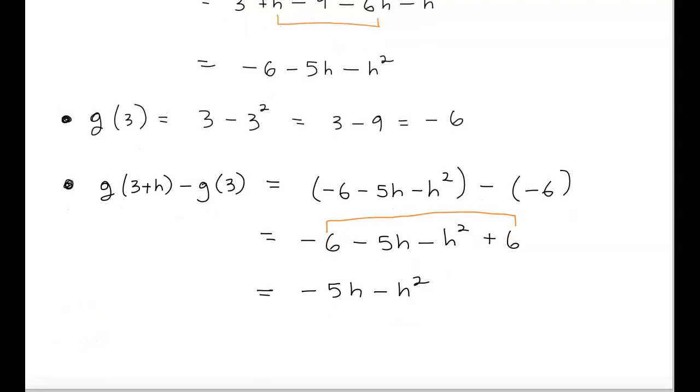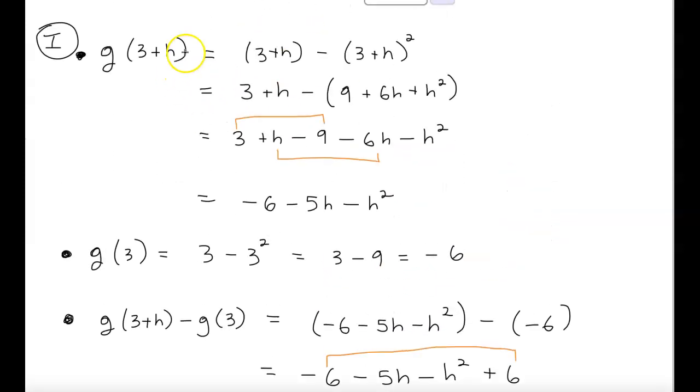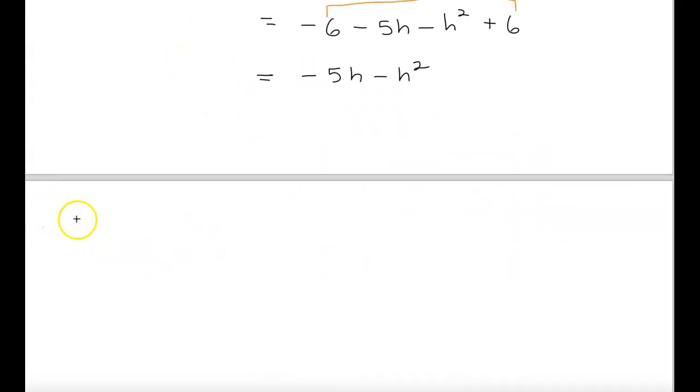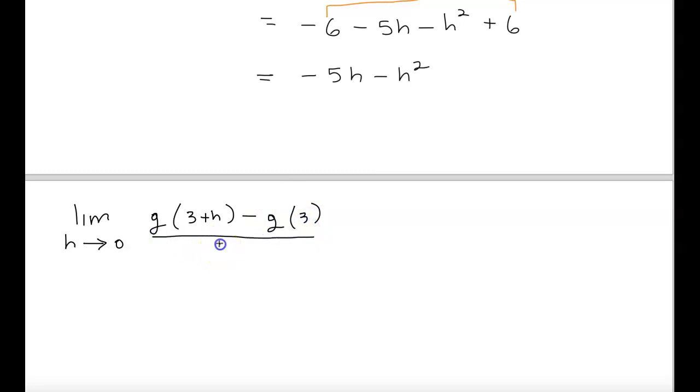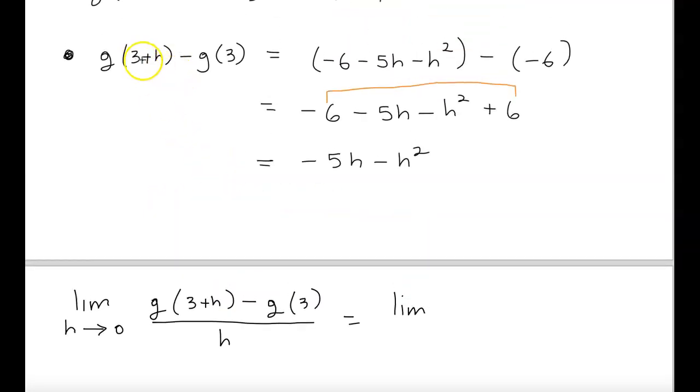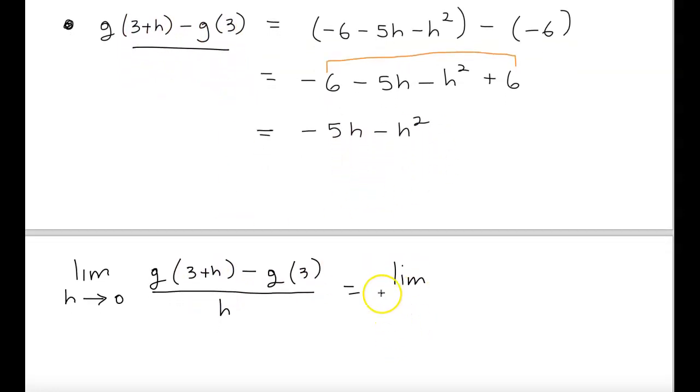So now we're at a point where I feel comfortable doing the limit, right? So now I want to do this limit, the limit as h goes to 0 of g of 3 plus h minus g of 3 all over h. And now I'm going to substitute what I just found for this numerator. Remember, I found g of 3 plus h minus g of 3, so I'm just going to put that right into the numerator.